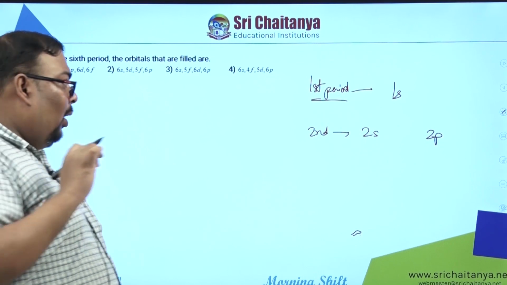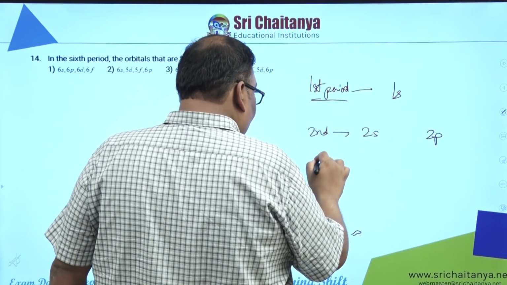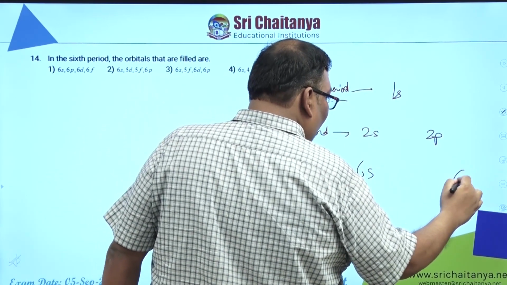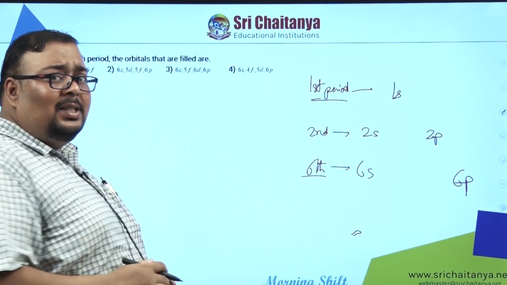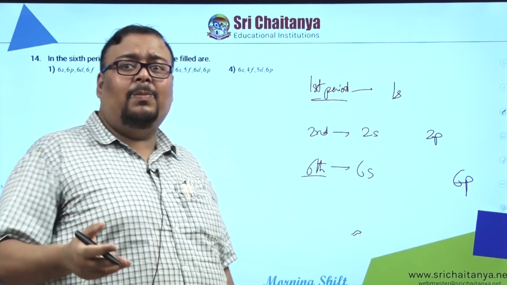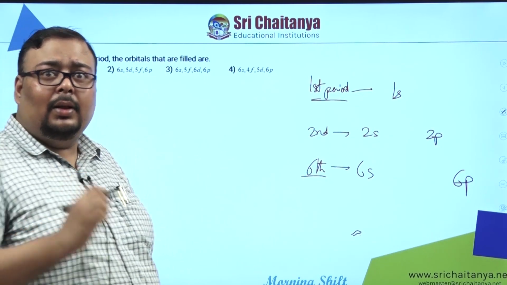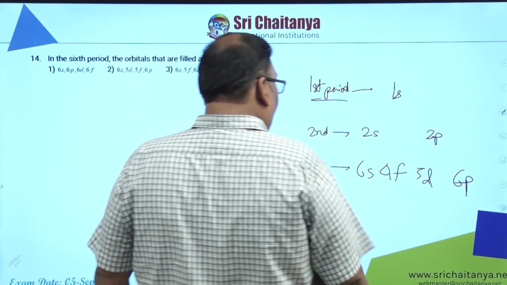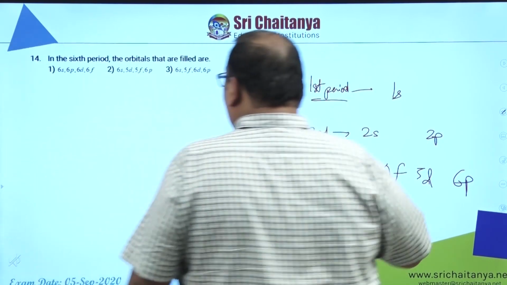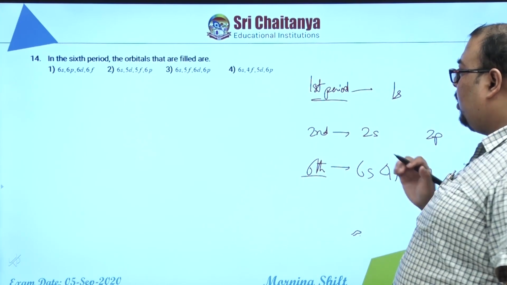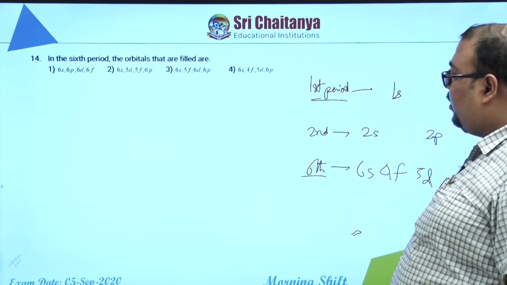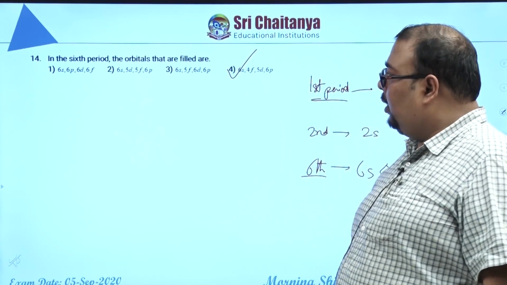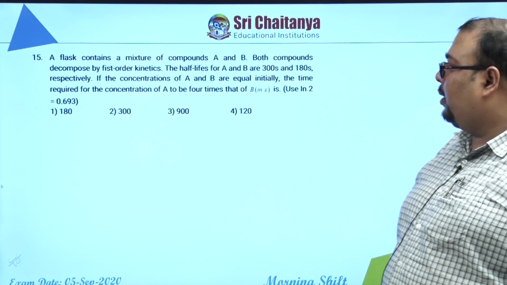Okay, now if we are talking about the 6th period, it will be starting with 6s and it will be ending with 6p. Between 6s and 6p, as per the Aufbau principle, 2 more orbitals will come. That will be the 4f and 5d. Okay, so if we look into the options, the correct option which is representing this sequence of orbitals is option number 4. So the answer is option number 4. Okay, after this question, next question is question number 15.